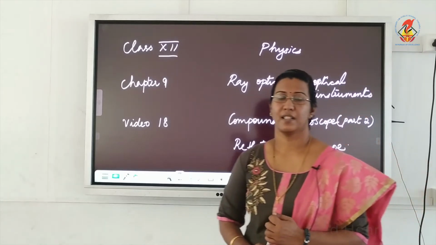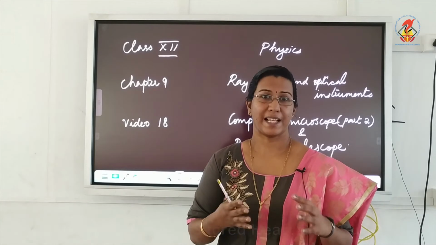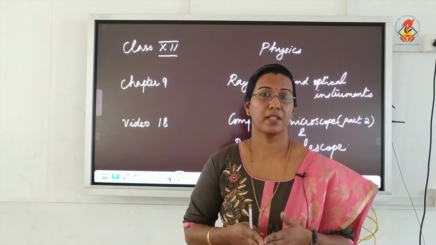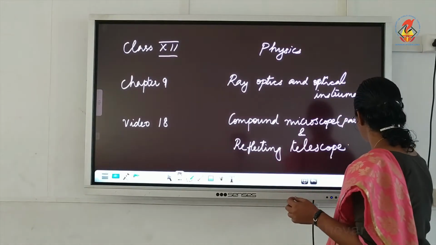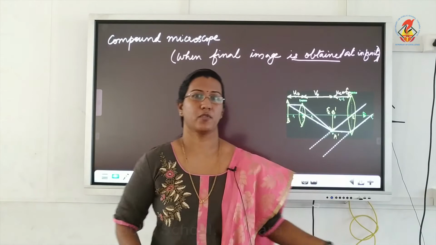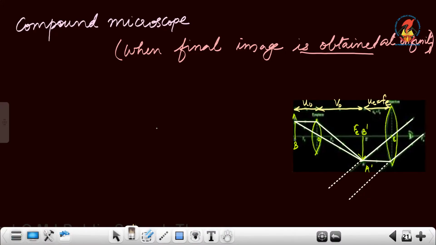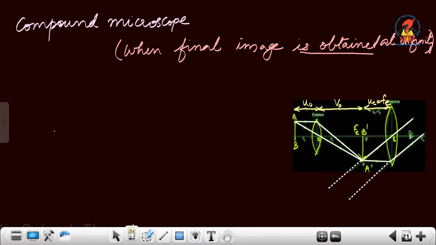Hi students, in this video we are going to study the second part of the compound microscope, that is, when the final image is obtained at infinity. Okay, so let us see what the ray diagram for this is. This is the principal axis.